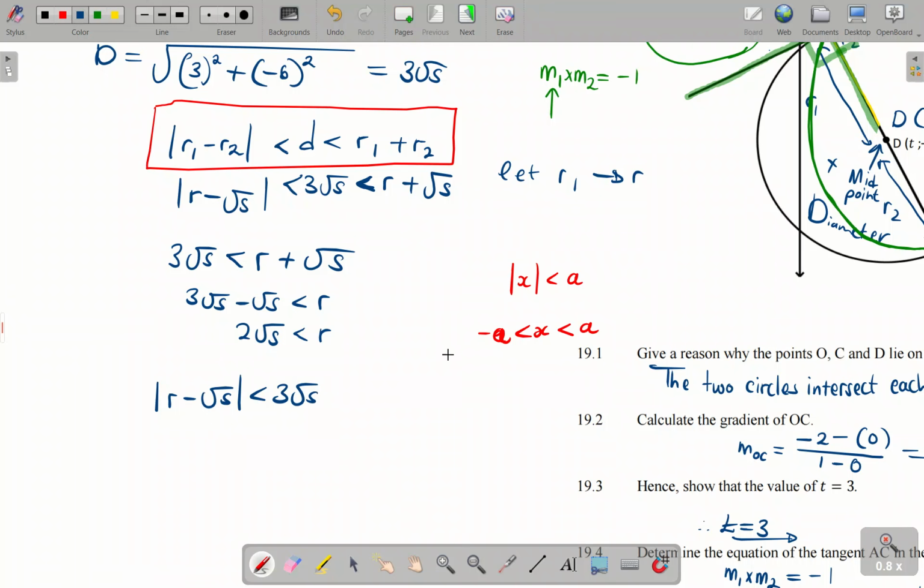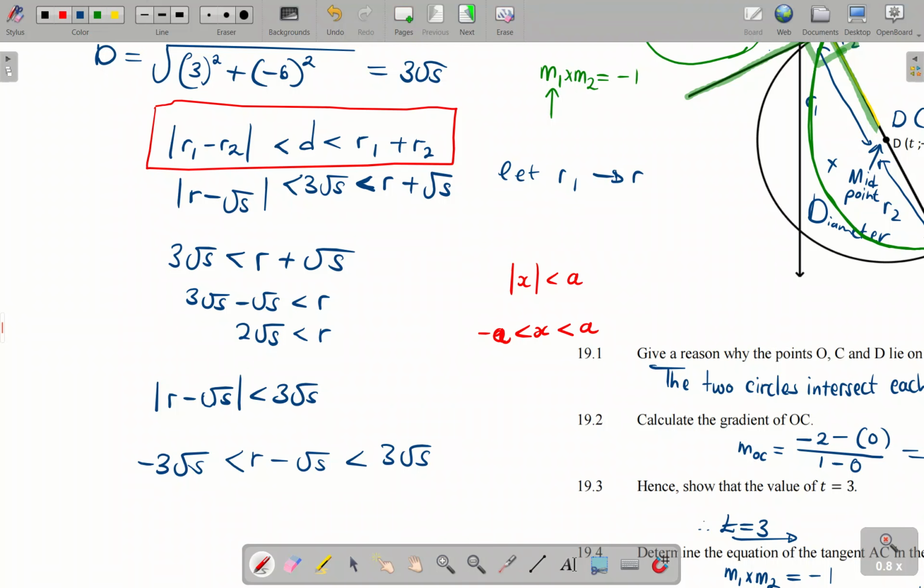So the middle part is r minus the square root of 5, and this has to be less than 3 square root of 5 and greater than negative 3 square root of 5. But we know something: that r is greater than 2 square root of 5, guys.